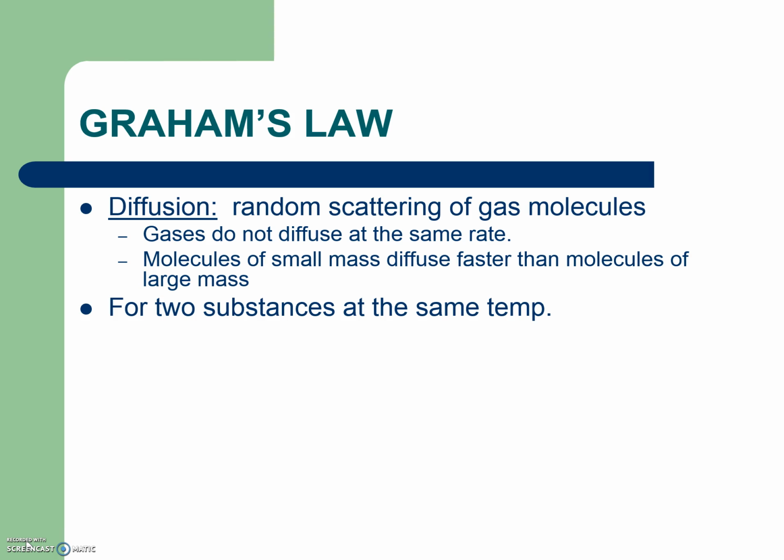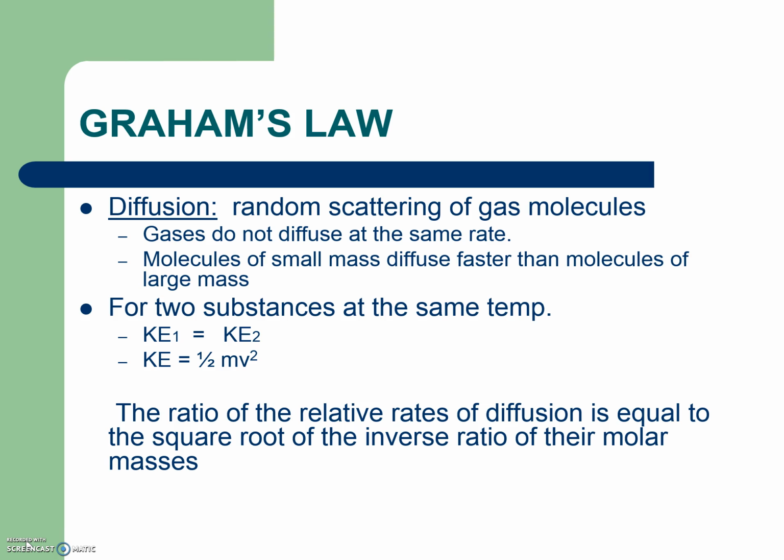Molecules of a small mass diffuse faster than molecules of a large mass. So if two substances have the same temperature, and this is where that definition of temperature keeps coming back, temperature is a measure of average kinetic energy. So if they're at the same temperature, they have the same kinetic energy. The kinetic energy of substance 1 is equal to the kinetic energy of substance 2, and we're referring to gases right now. We know from physics that kinetic energy is equal to 1/2 mv squared. And so what it means is that if we have a very heavy mass, if this is a large number, then velocity is going to be a small number. And if mass is very, very small, then velocity will be a much larger number to help compensate it.